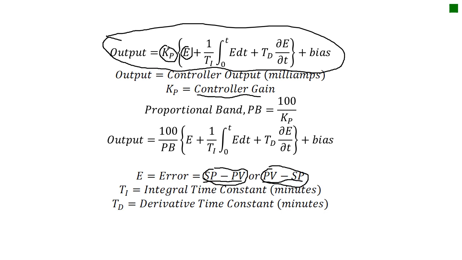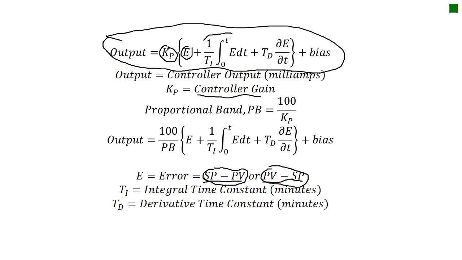as my error. So if my temperature is too high, so that my process variable is greater than the set point, I want to increase the cooling water flow rate to the valve. So you have to pay attention as to how you define the error. In every case, if the error is positive, we're going to increase the valve opening. If it's negative, we'll decrease the valve opening.